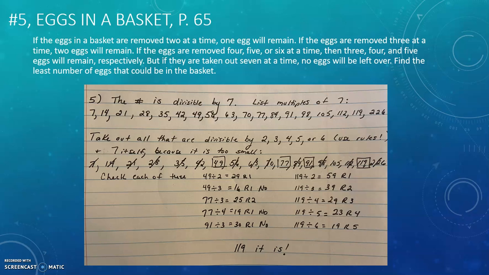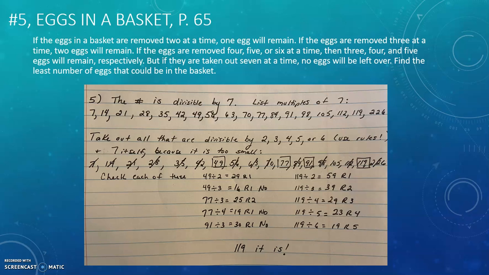Okay, so the one thing that we do know is that the number of eggs in the basket is divisible by 7. So I made a pretty big list of the multiples of 7, and you see that I did that from the number 7 to 226, and I just decided arbitrarily to stop there and hope that my number is somewhere in between there. Of course, if I realize through eliminating that it's not, then I would have to go on, but I'm going to hope for the best.